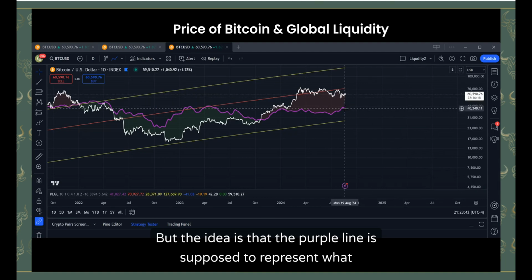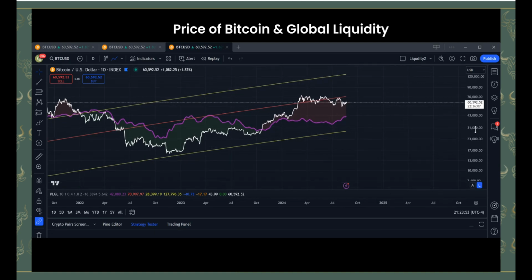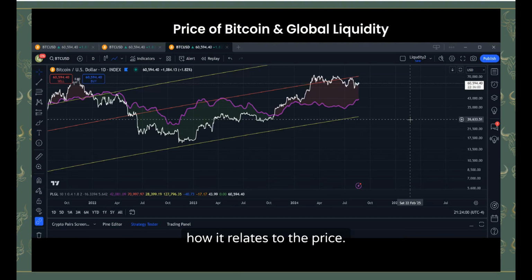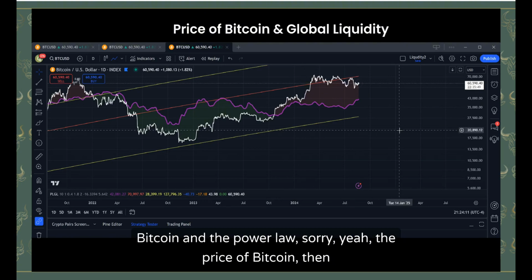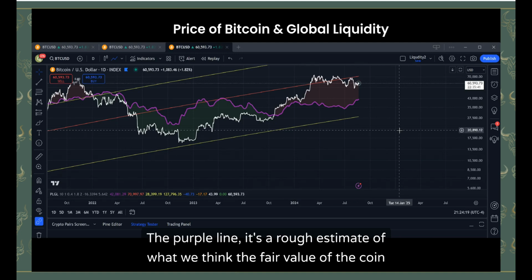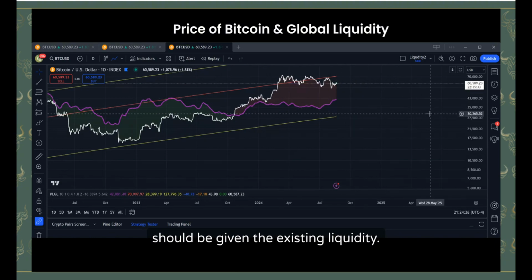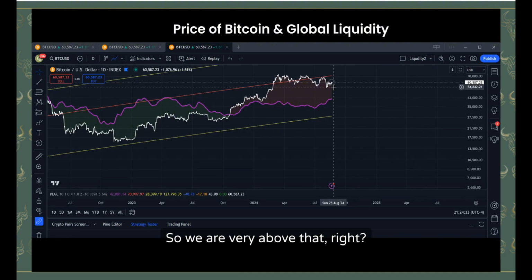But the idea is that the purple line is supposed to represent what the fair price of Bitcoin is given the existing liquidity. That is much more useful than plotting the liquidity by itself, because you don't know how it relates to the price. So this is an attempt of saying, given the complicated relationship we see between Bitcoin and the power law, or the price of Bitcoin, the purple line is a rough estimate of what we think the fair value of Bitcoin should be given the existing liquidity. So, for example, right now, it's telling us the price is about 42,000. So we are very above that, right?